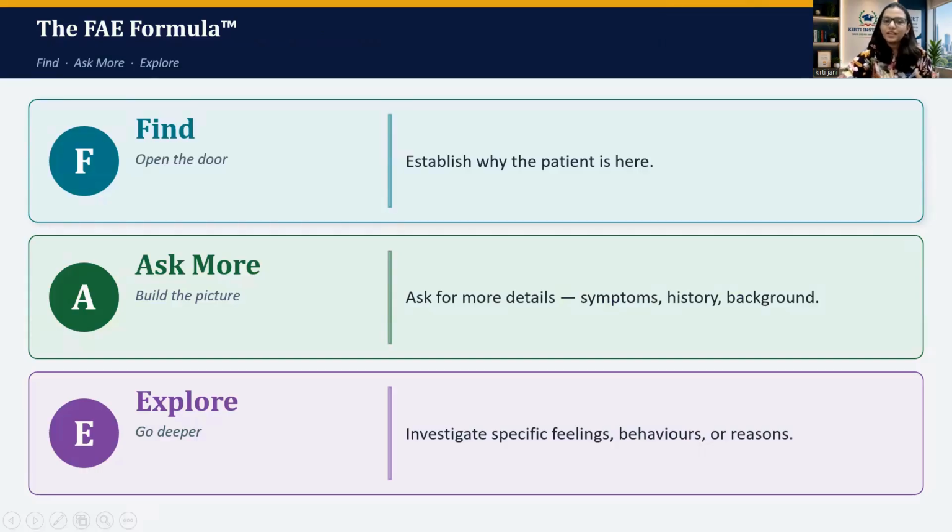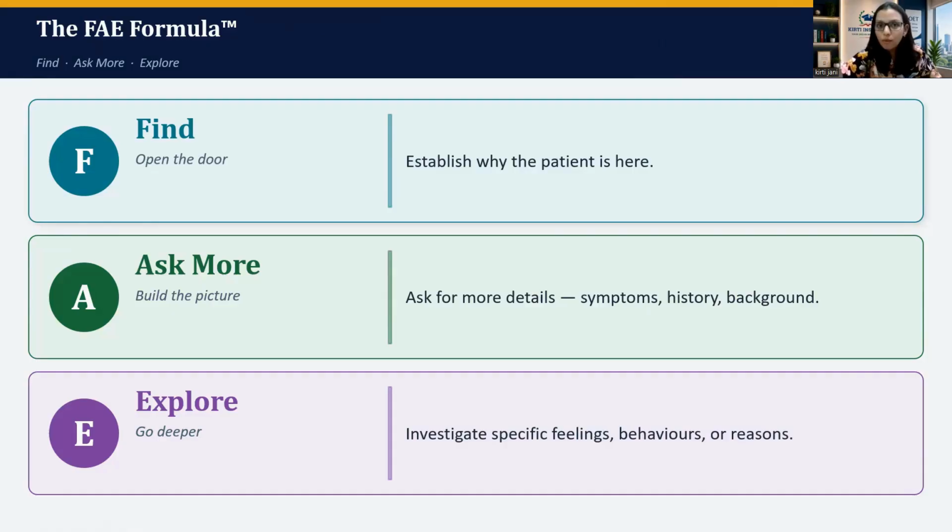Let's see. Find. Whenever you open the role play card and start reading, when you are getting connected with the patient, or even if you think about real conversations, when the patient comes in, first of all, you want to know why the patient is here, right? So the role play card also demands the same. Most role play cards demand you to ask the patient why they are here. So Find opens the door. A, Ask more. We want to build the whole picture. We want to understand the problem in detail.